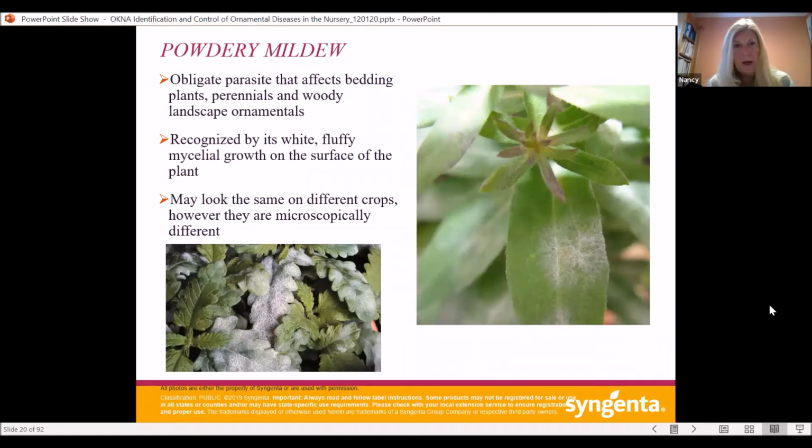Okay, let's move on to powdery mildew. Powdery mildew is another obligate parasite that affects bedding plants, perennials, and woodies. It's always recognized by the white, fluffy mycelial growth that you see on the foliage. And you see in some cases it may be sparse, in other cases it might look quite dense, but it also may look different on different crops.